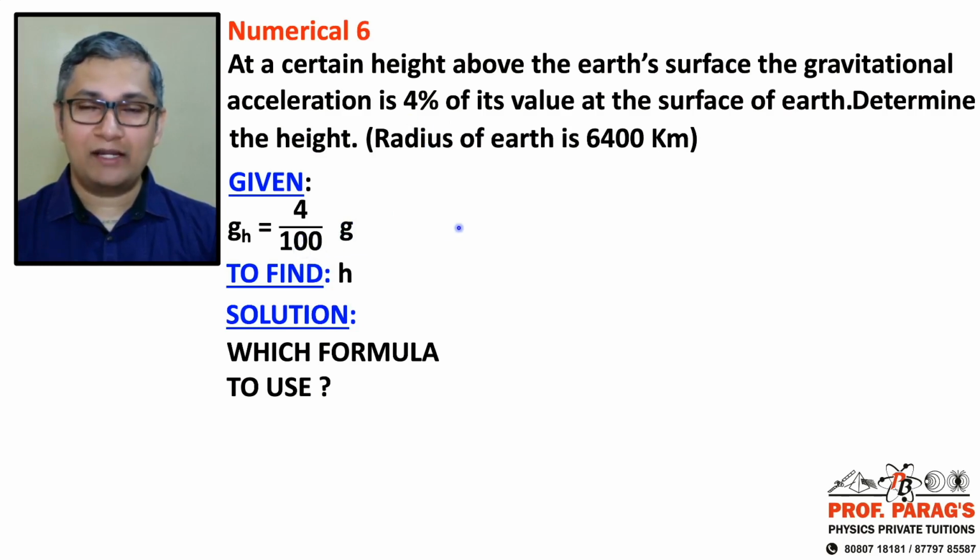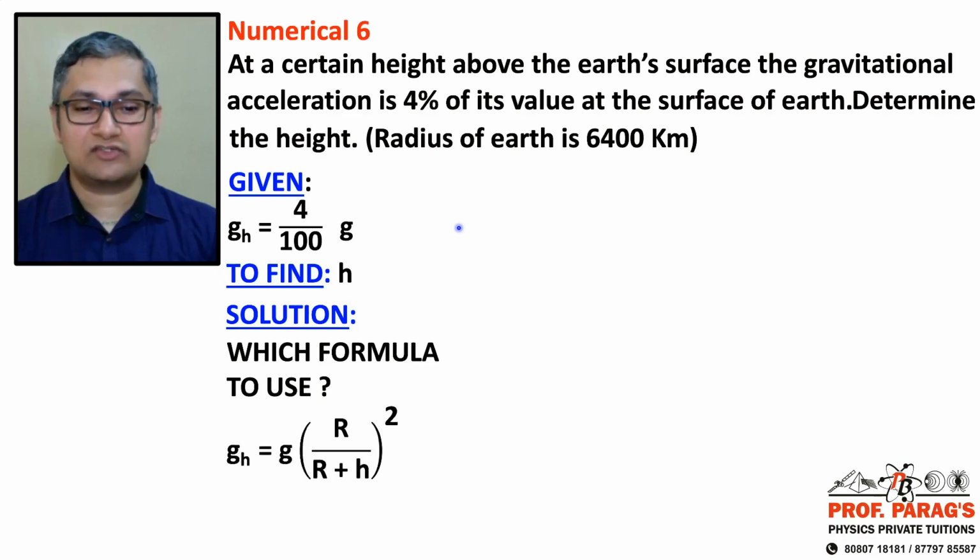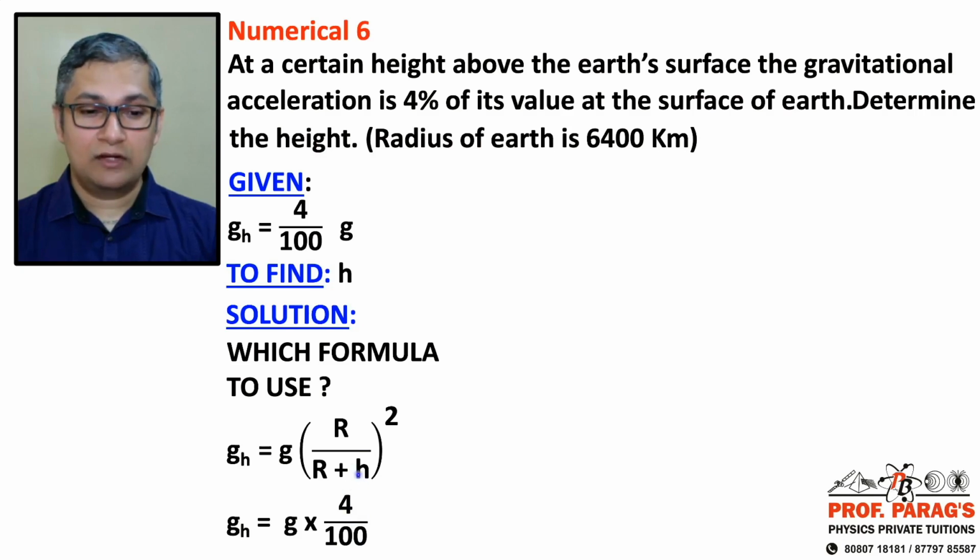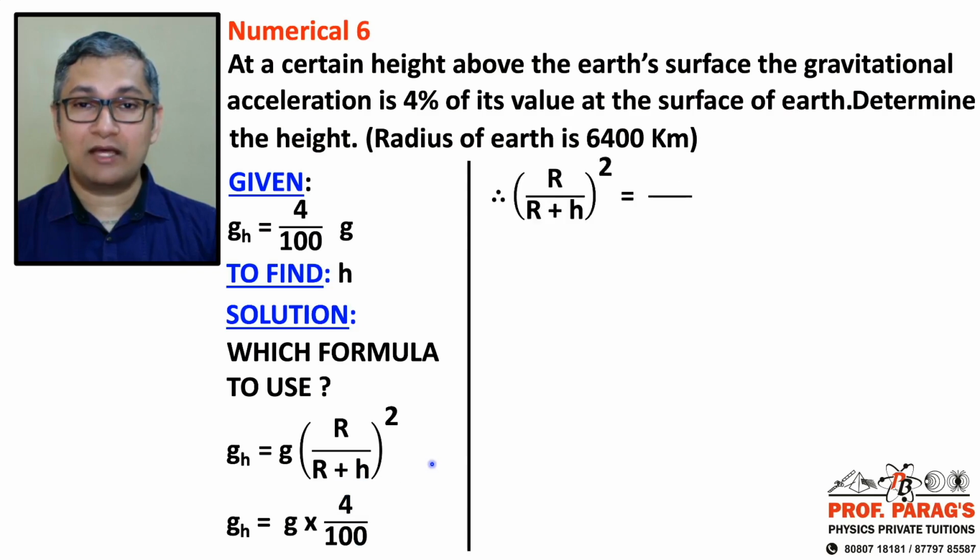So from 9.8, the value is going down not to half, but to 0.4. This is a very big reduction. It must be at an even larger height than the previous question. So definitely we will go with this formula: gh is equal to g into r upon r plus h the whole square, same as the previous sum. We know the number 4 by 100. If I compare equation 1 and 2, look at these two equations and compare, you can understand now that r upon r plus h the whole squared is 4 by 100.